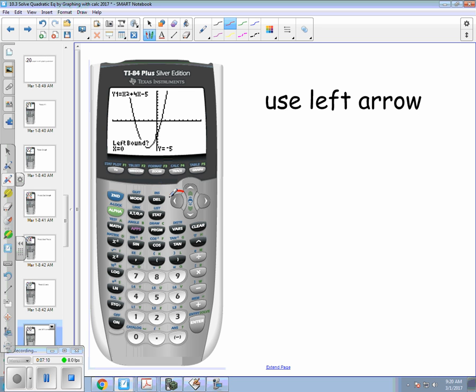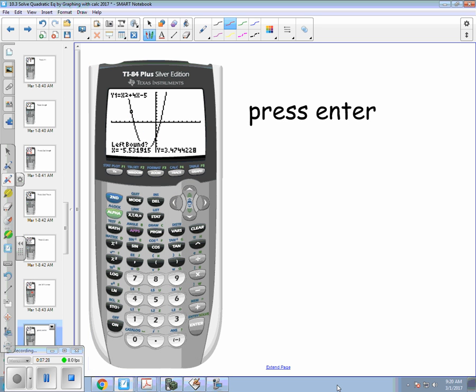You want to use your left arrow now in order to move this little blinky light that is down here. We want to get that up in this area, so we're going to press the left arrow to go that direction. When you do, you get the blinky light right up here, and please press enter so that now you've set the left boundary in finding our x-intercept over on this side.